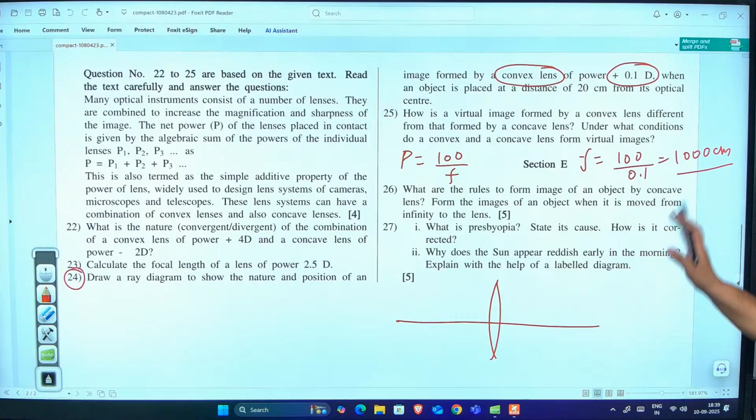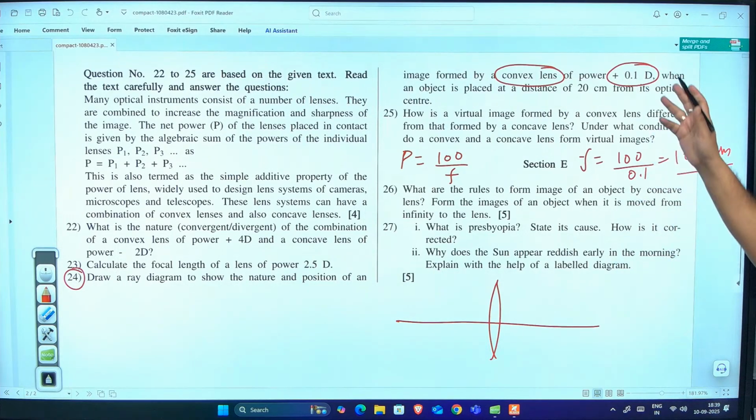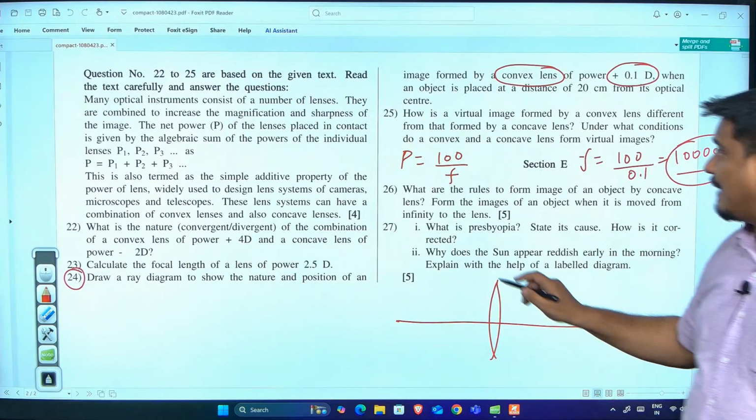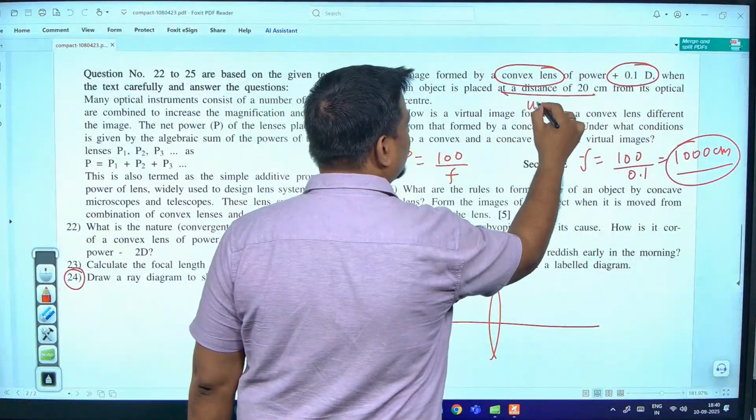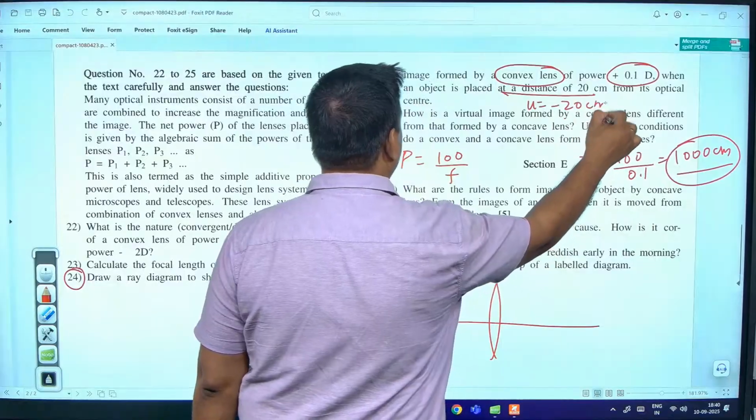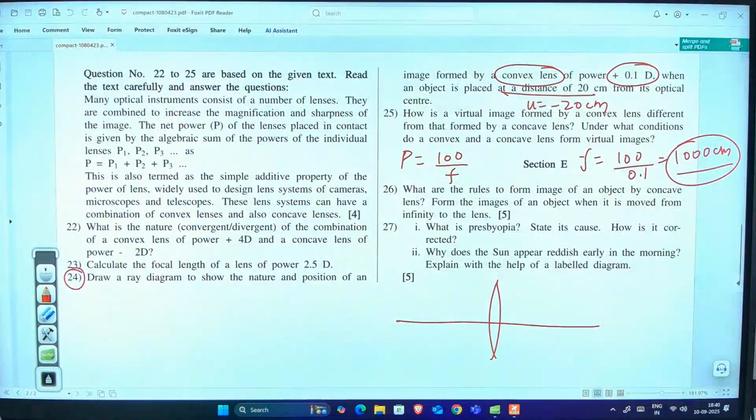Great. There is some mistake in this, it means. It cannot be plus 0.1 then. It should be 1D at least, or 10D. Anyhow, we got the value of focal length, 1000 centimeters. So, we have the value of f known. What is the value of u? Minus 20 centimeter.